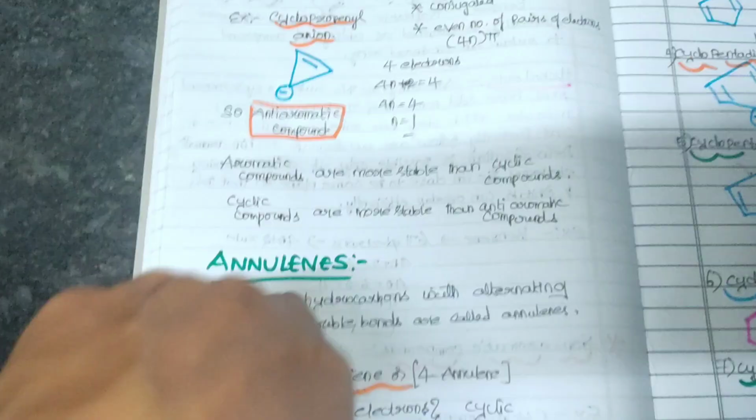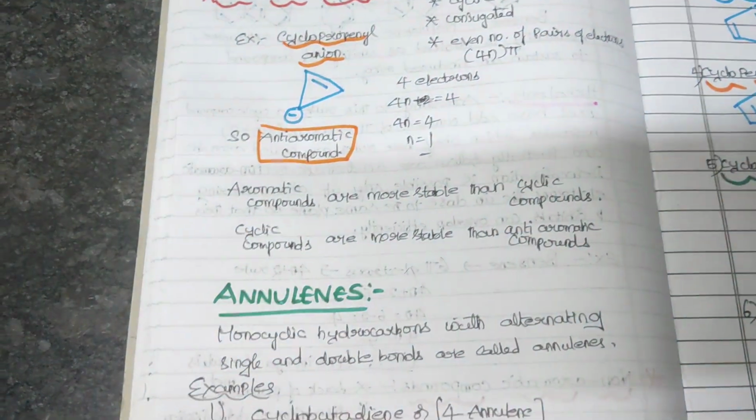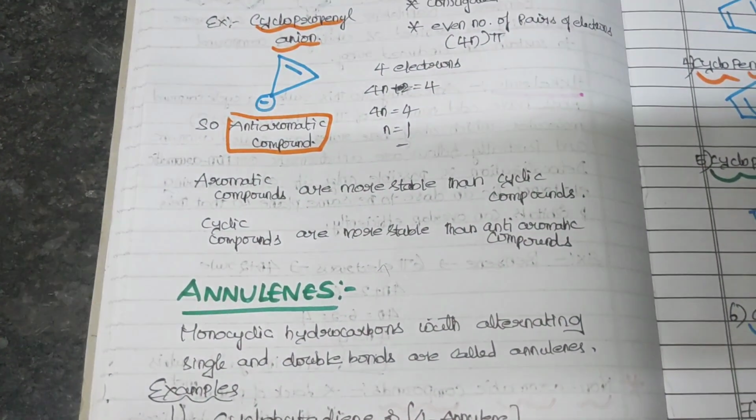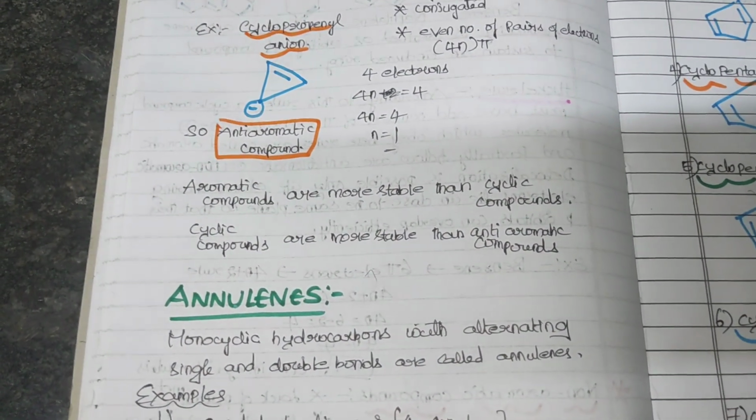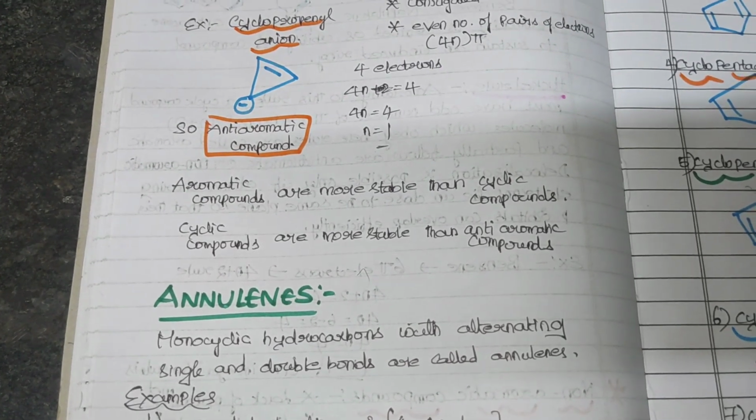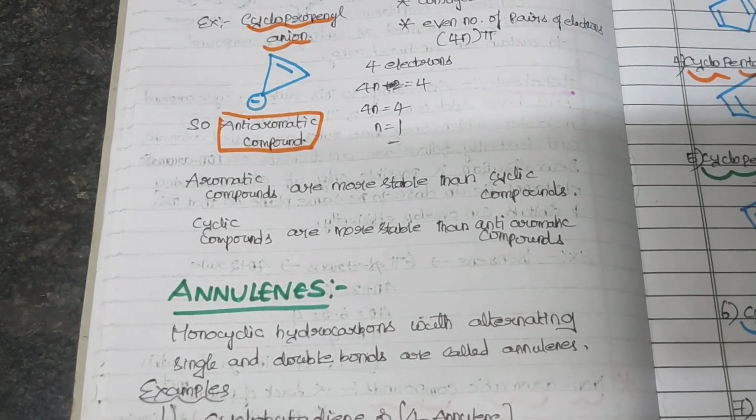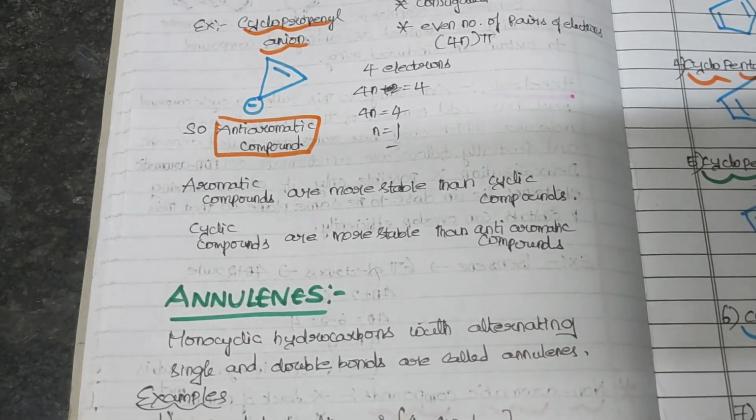Then, when we see, aromatic compounds are more stable than normal cyclic compounds, and cyclic compounds are more stable than anti-aromatic compounds. So aromatic compounds are the most stable form.